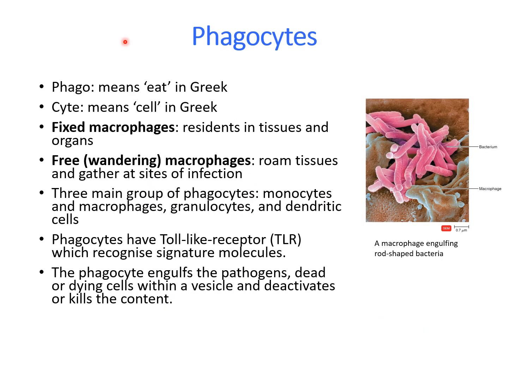Phagocytes are white blood cells that protect the body by ingesting harmful foreign particles, bacteria, dead or dying cells. There are three main groups of phagocytes, namely monocytes and macrophages, dendritic cells, and granulocytes, which comprises neutrophils, eosinophils, basophils, and mast cells. Phagocytes have toll-like receptor, which recognize pathogen molecular pattern.